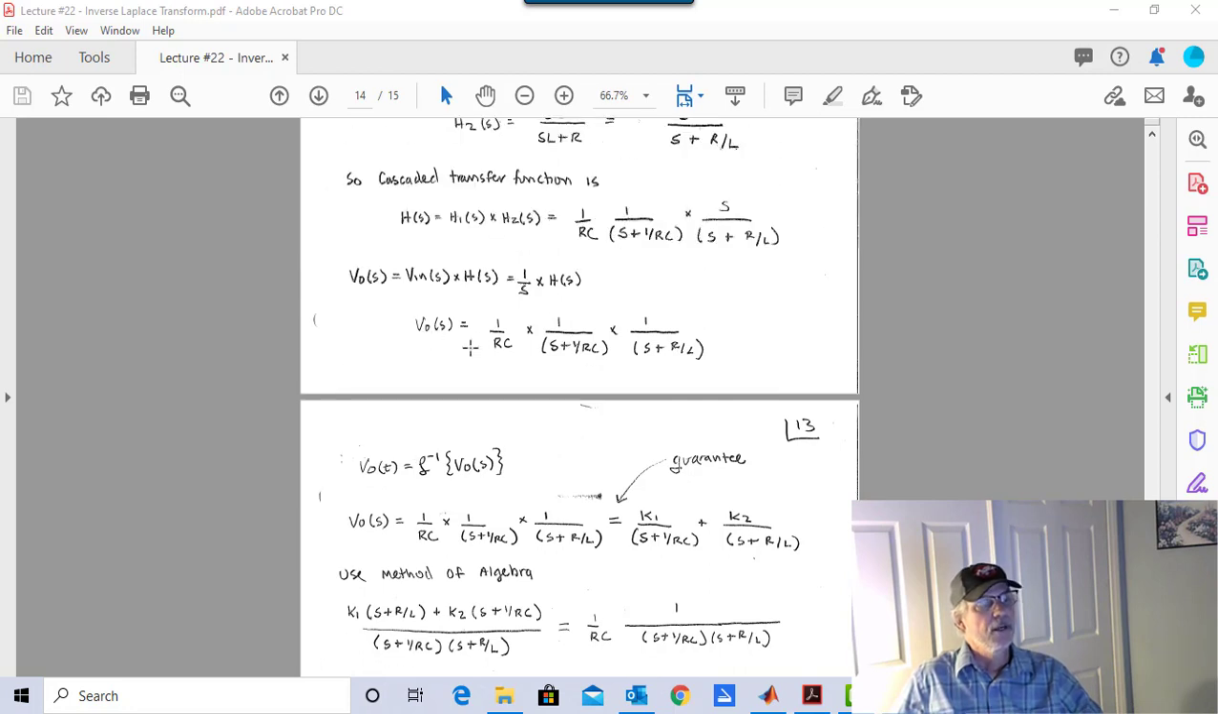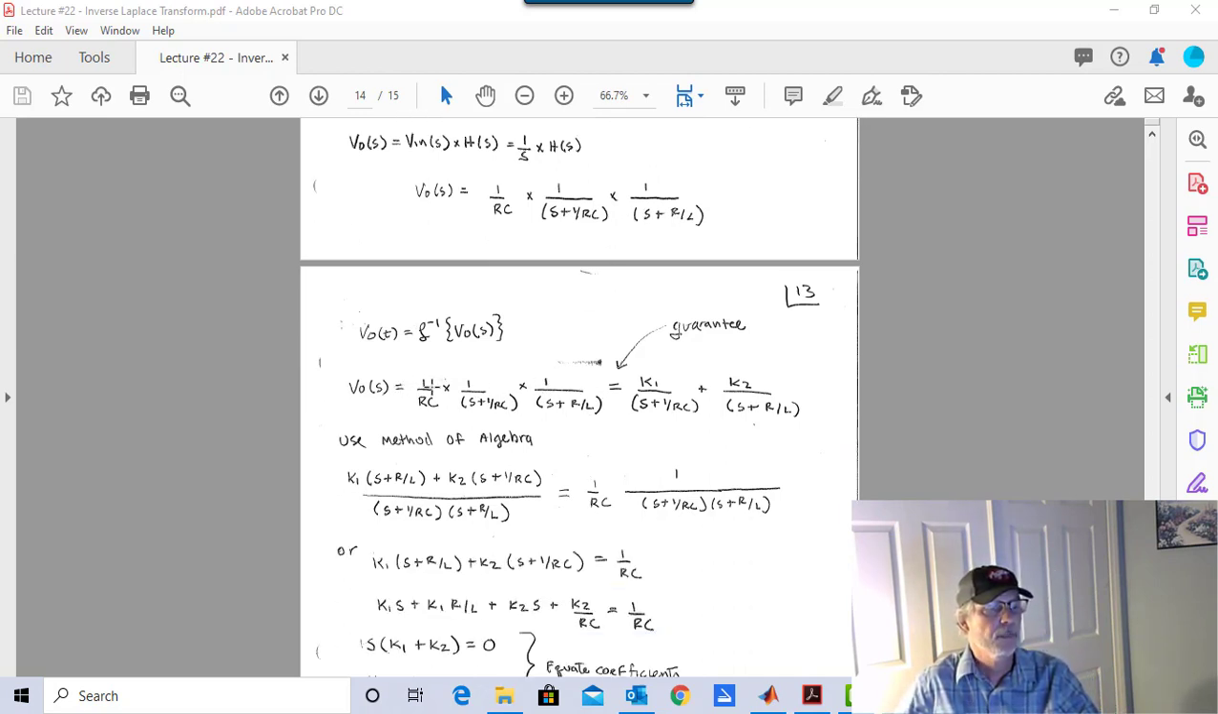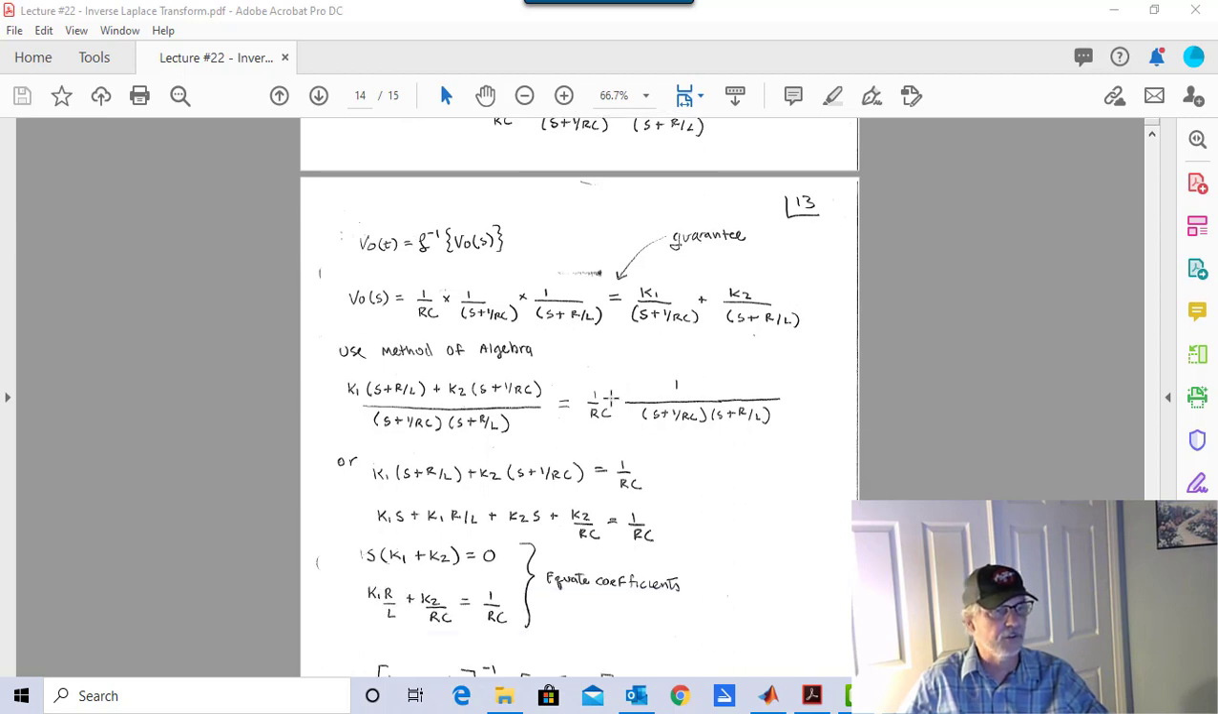So here is the function we need to get an inverse Laplace transform of. Which one of our guarantees do we use? The guarantee for simple poles. Here it is right here. We're going to say that all this is equal to K1 over S plus 1 over RC plus K2 over S plus R over L. And I'm going to use the method of algebra because I like it and because I think matrices are cool.